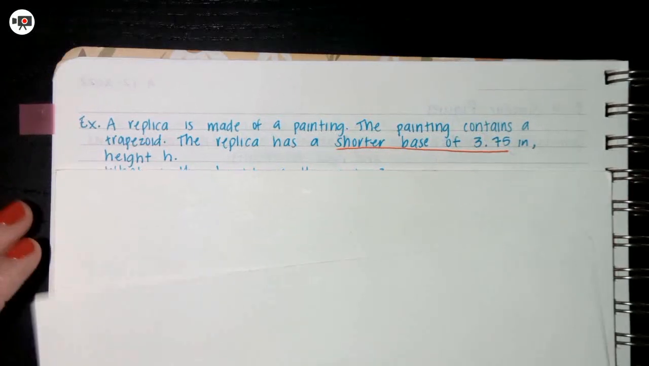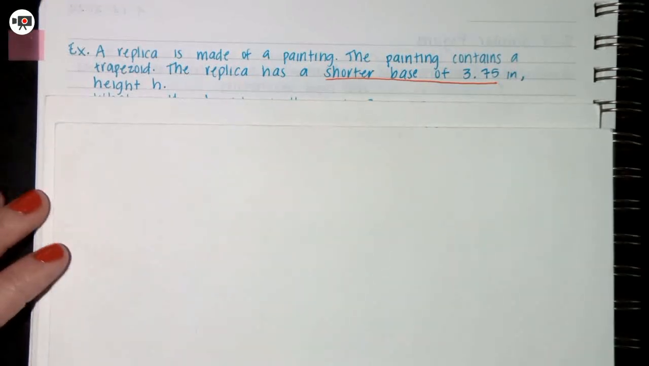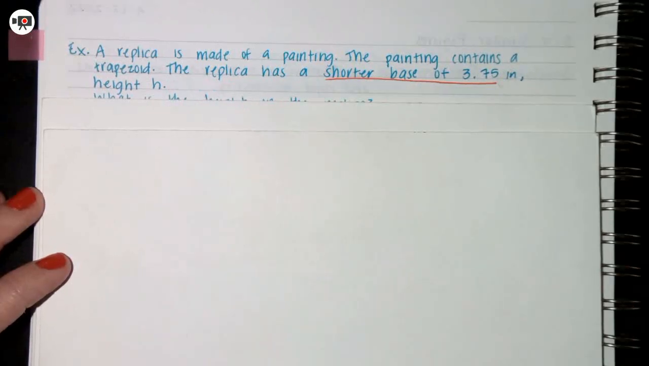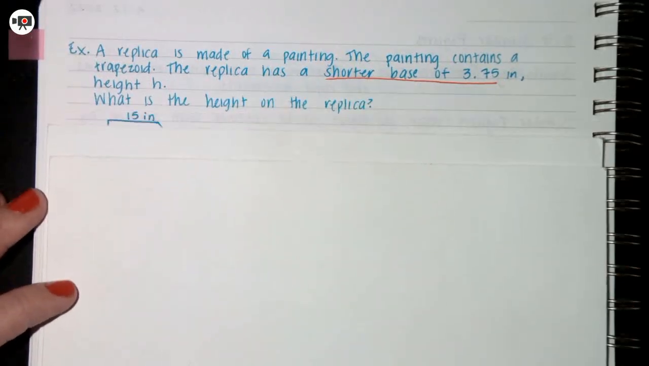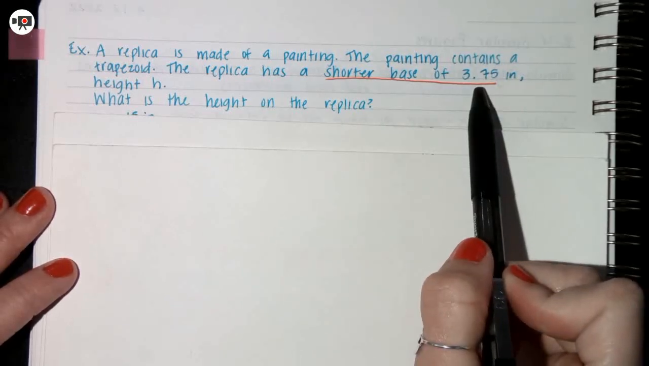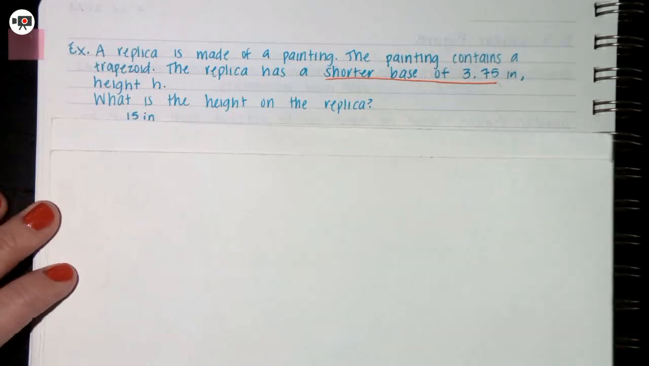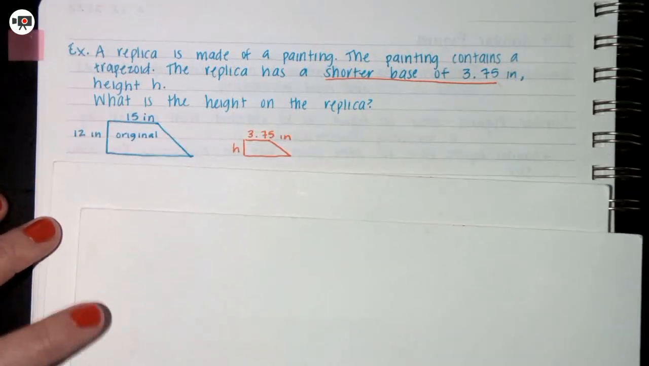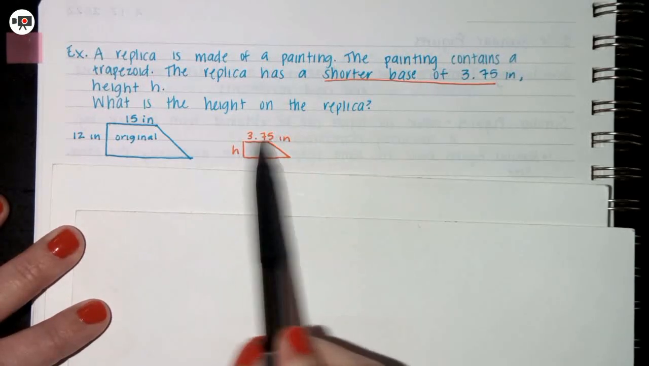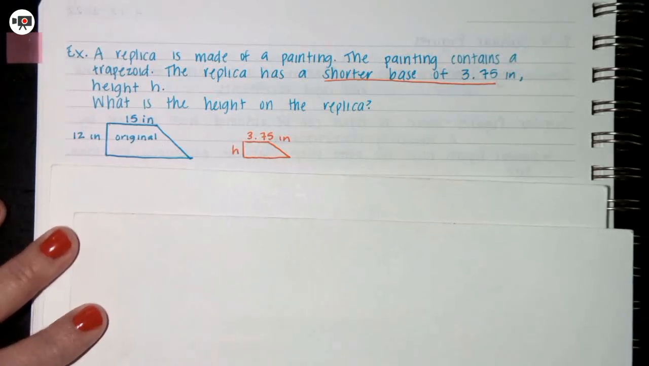A replica of a painting is made. The painting contains a trapezoid. The replica has a shorter base of 3.75 inches and height h. What is the height of the replica? So I need to use the information that I'm given to be able to find the height. I'm going to have to make a proportion and solve for the missing piece. So this trapezoid, the shorter base is 3.75. We are given the original, and I need to find this height.